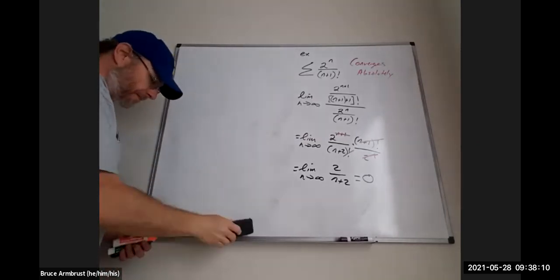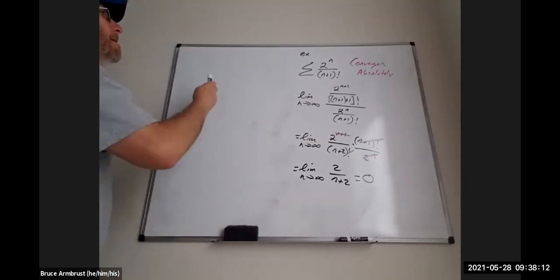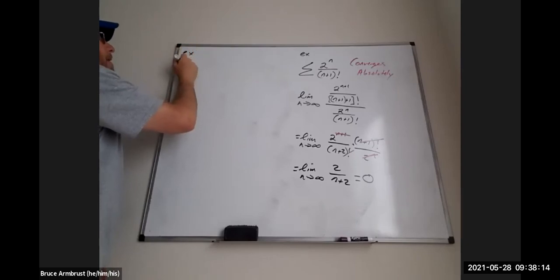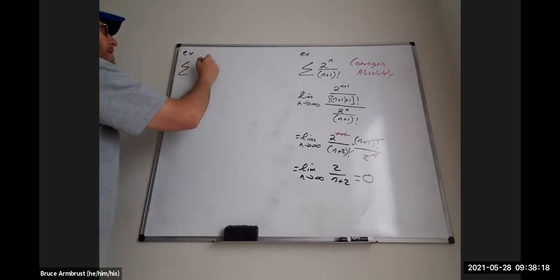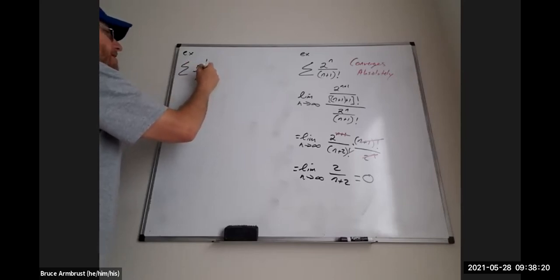All right, so one more. Let's try this guy. Let's look at the series of n factorial over n to the n.